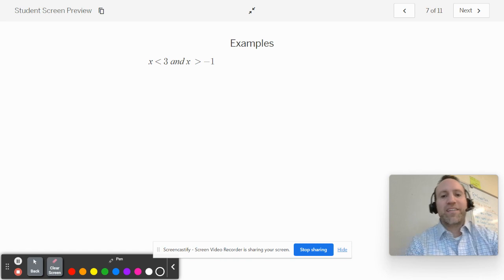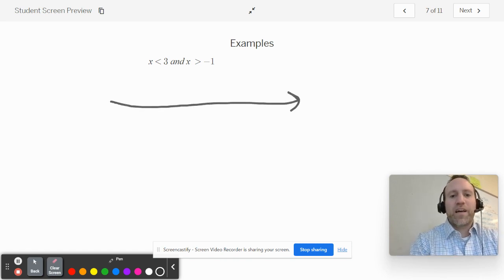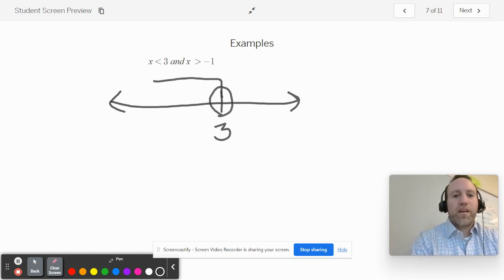So when we're talking about an and statement, we're saying that x is going to be less than 3. Okay. And x is going to be greater than 1. I like to use negative 1. I like to use different colored pens for this. I think it helps.